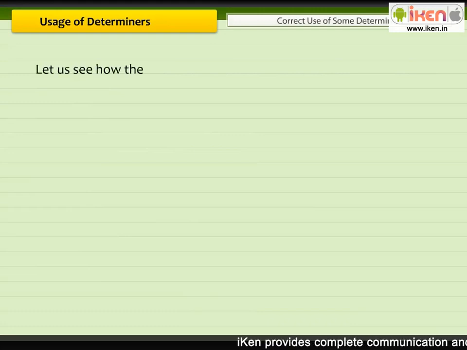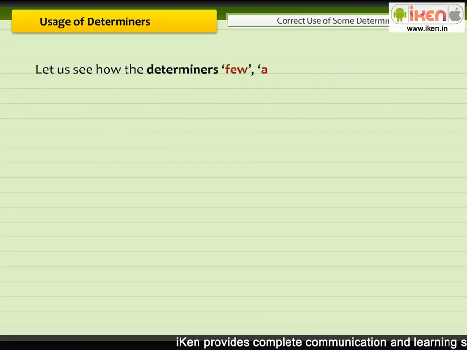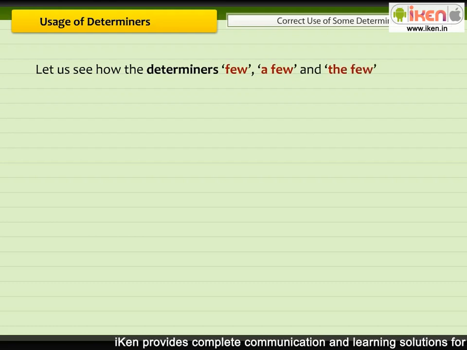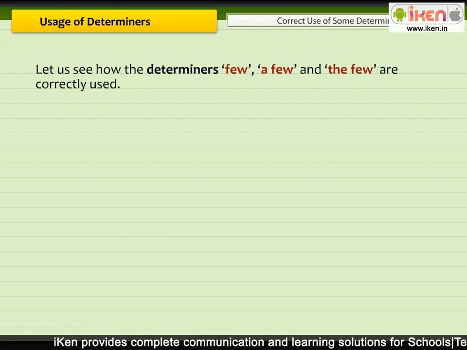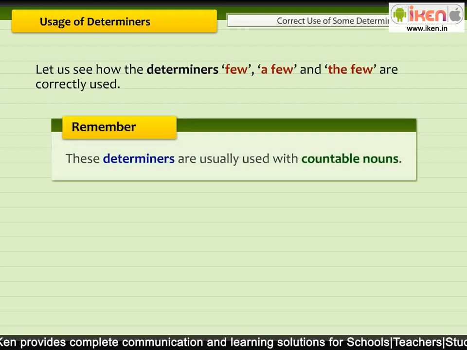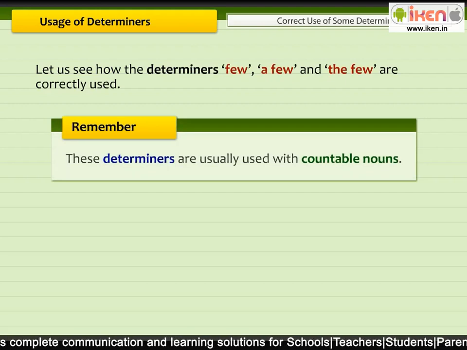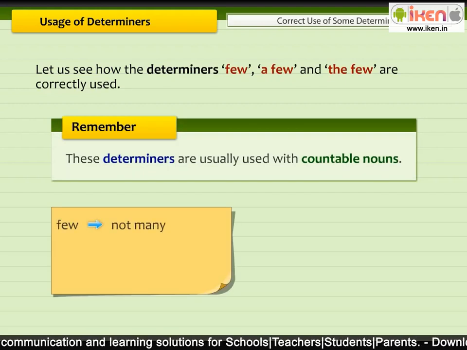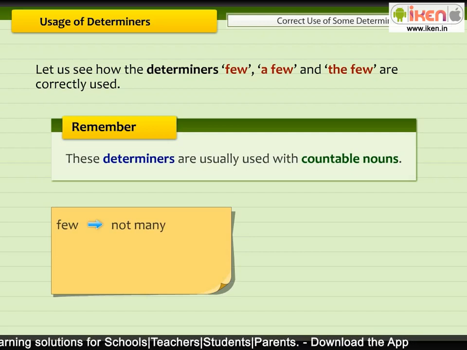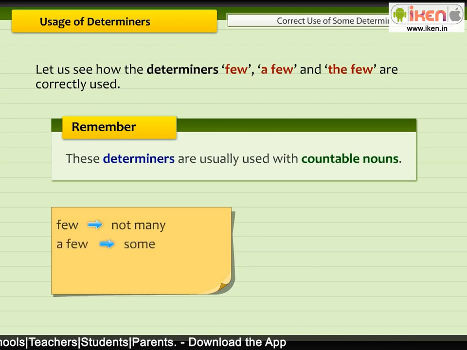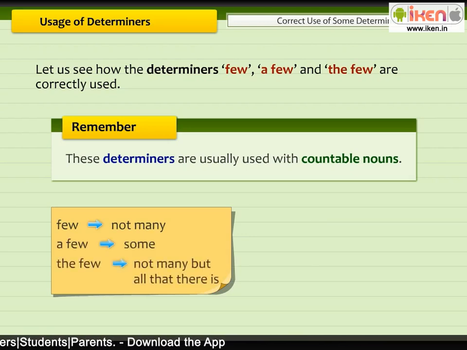Let us see how the determiners few, a few and the few are correctly used. Remember that these determiners are usually used with countable nouns. The determiner few means not many. It conveys a negative sense. The determiner a few means some. And the determiner the few means not many but all that there is.